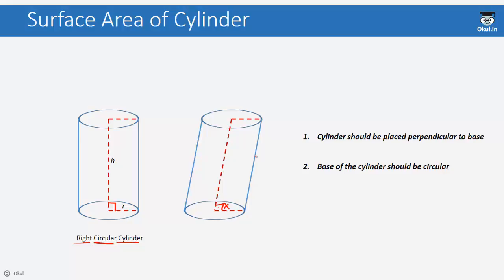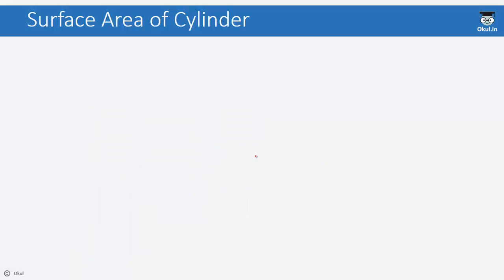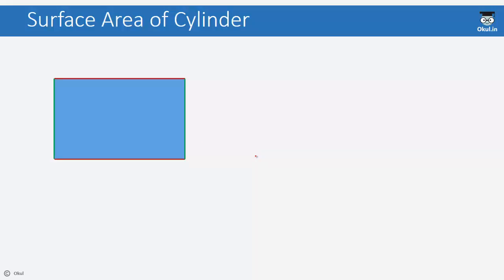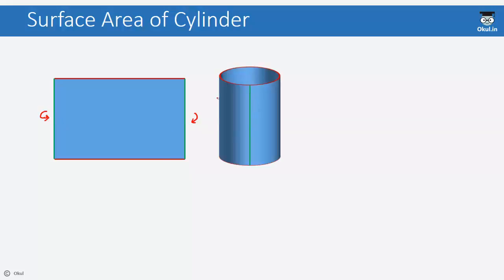Now in the questions, if we are talking about a cylinder, in this chapter we are only talking about the right circular cylinder. Now let us find out the area of the cylinder. We have a rectangle, and the green lines are marked to be the breadth of the rectangle and the red lines are the length of the rectangle. Suppose we combine these two sides with the arrows, if we fold them and combine them to one another, we'll get a figure like a cylinder.